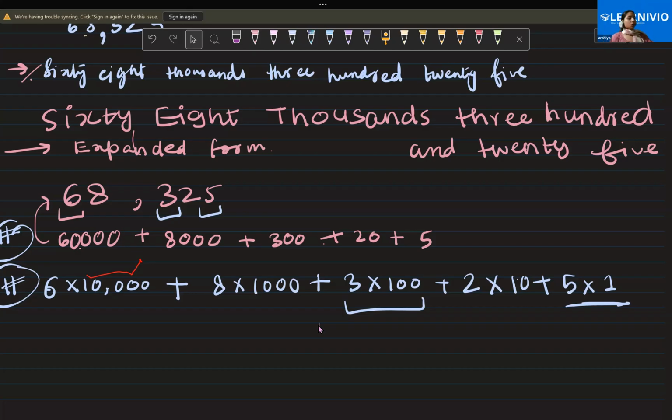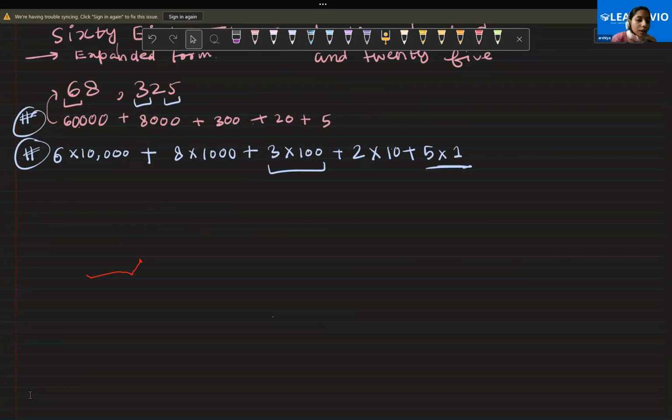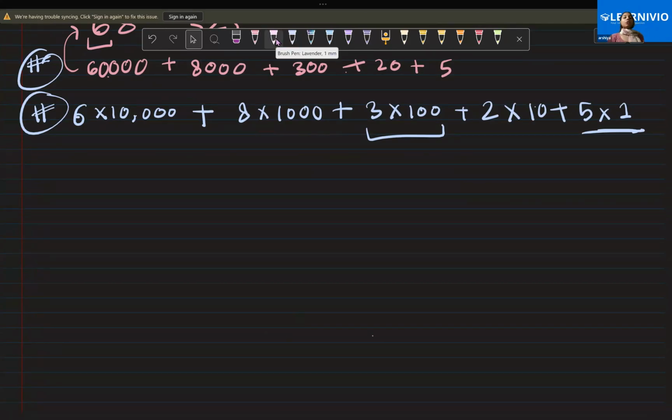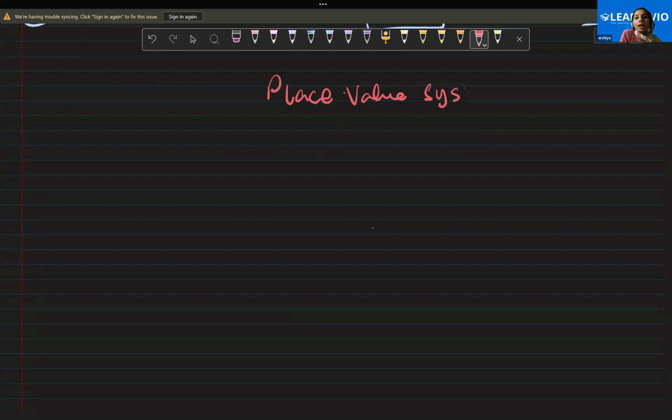All right. Now this was till 10,000. Now we'll go a little higher. Have you heard about lakhs? Before we go further, now we have a few classifications here. Till now we were doing the place value system. Now, this place value system is divided into.